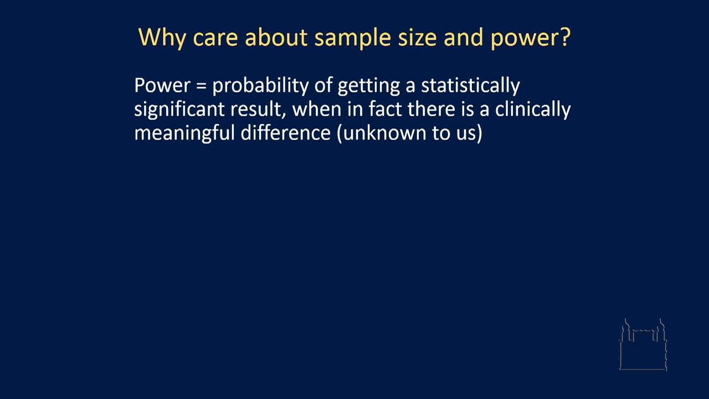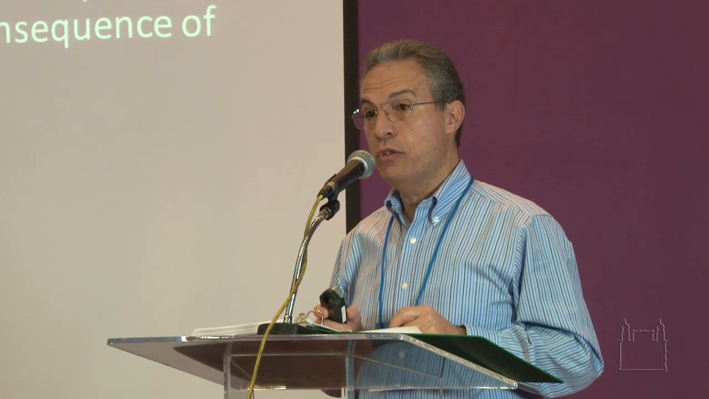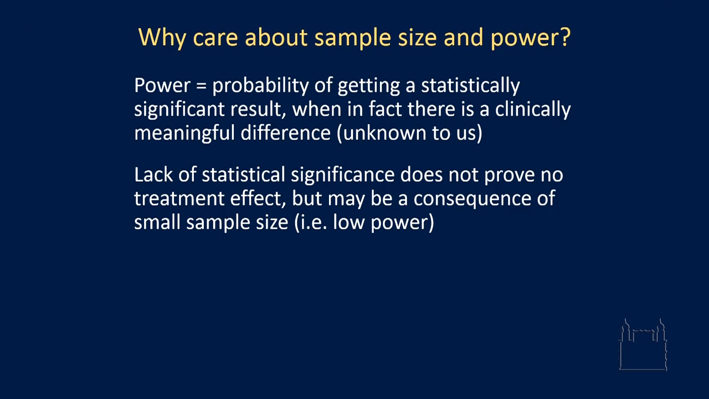So power is the probability of getting a statistically significant result when in fact there is a clinically meaningful difference, which we don't know, of course. So when there is actually, in the truth that we don't know, an effect, power is really the probability of detecting such an effect. It's something good. We want to have power so that if there is an effect, we find it. That's what power is. The thing is that a lack of statistical significance does not prove that there is no treatment effect. It may be a consequence of a small sample size, or a low power.